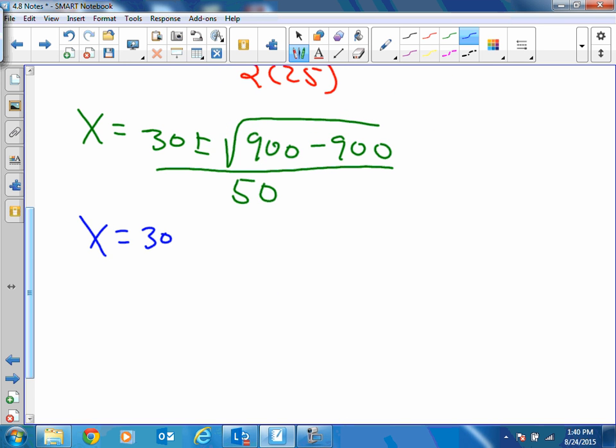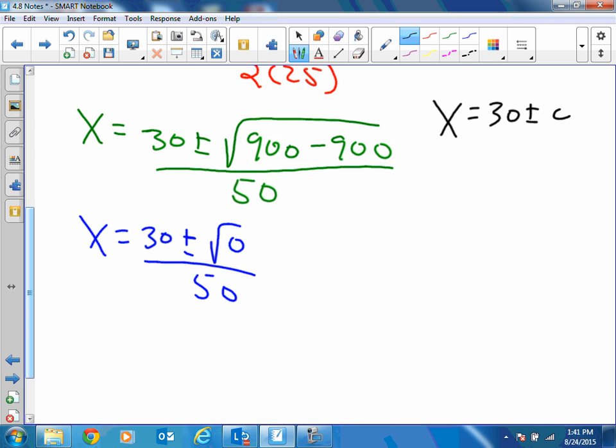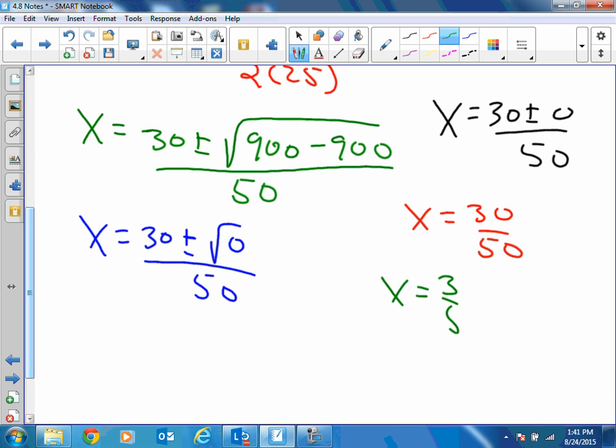You got x equals 30 plus or minus square root of 0 over 50. And then you have x equals 30 plus or minus square root of 0 is 0 over 50. Well, it doesn't matter whether it's 30 plus 0 or 30 minus 0, it's just 30. So you end up with 30 over 50, which reduces down to 3/5. And that would be your one real solution. So if it's a perfect square trinomial, obviously that's not the fastest way to solve that. Factoring is the fastest way to solve that, but you can solve that by quadratic formula. You should only get one answer.